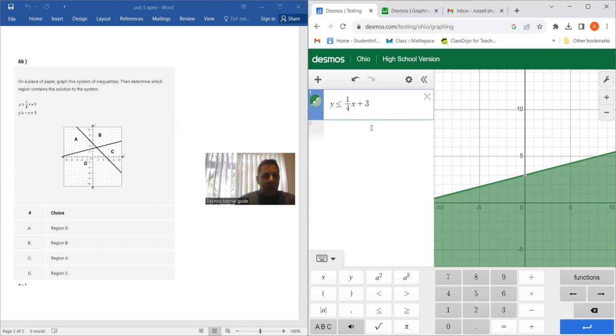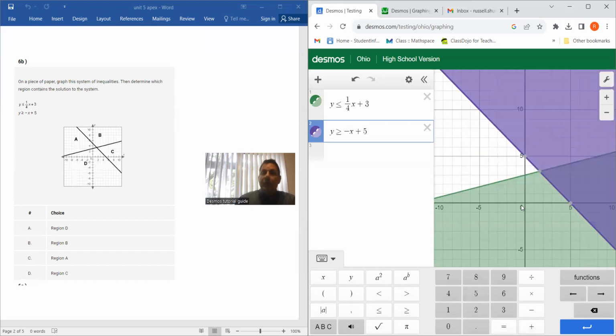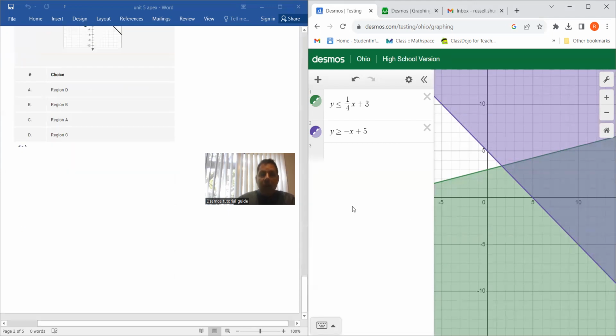The other equation is y greater than or equal to negative x plus 5. Now, Desmos has the purple one shaded here, the green one shaded here, but the solution, remember, is where they're both shaded. Any point in here is a solution that makes both inequalities true. So for this, that would be region C. And that is quickly how we can use Desmos to help us with systems.